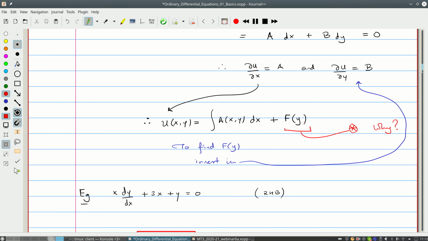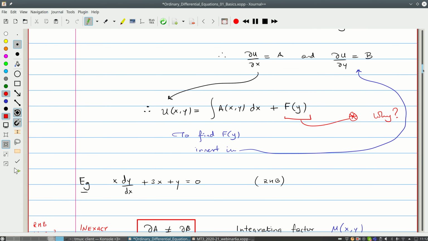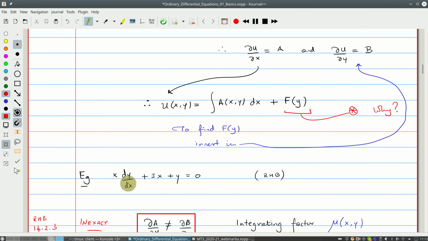Now there's an example in Riley, Hobson and Bence. I'd like you to have a look at this example and try and solve it. It's worked out fully there, so I will not say anything more here. I want you to actually try and follow those derivations.